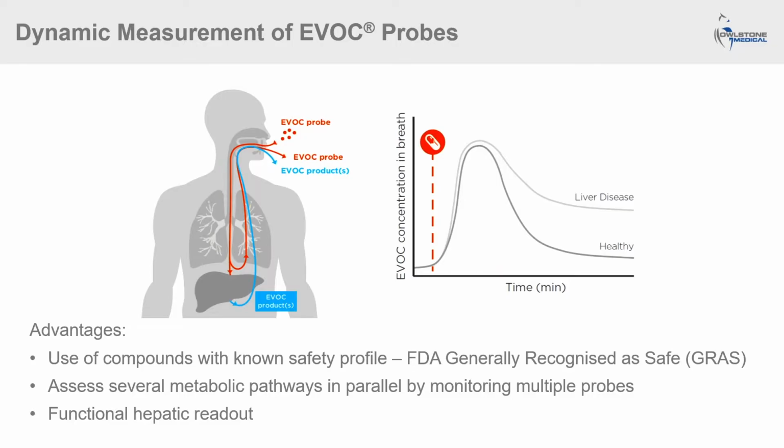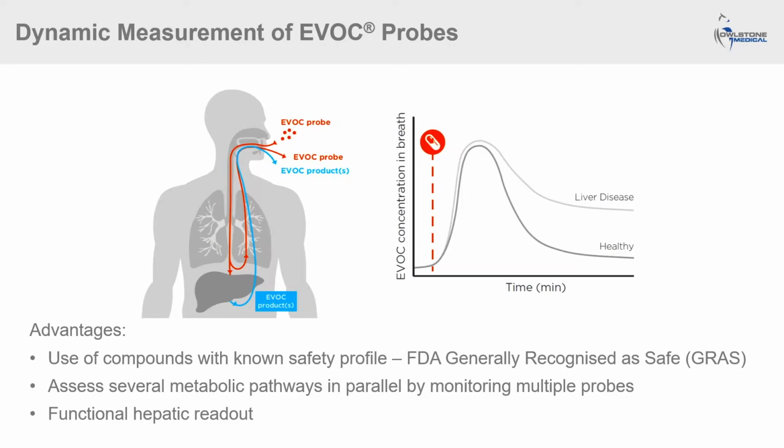So the working hypothesis is that after an overnight fasting, we observe very low levels of these compounds in breath. However, after administration, we see a spike followed by a reduction. Now, this reduction depends on how efficiently the liver is metabolizing these compounds, so in healthy subjects, we expect to see a faster reduction. However, when there is a liver disease, we expect to see a slower reduction.